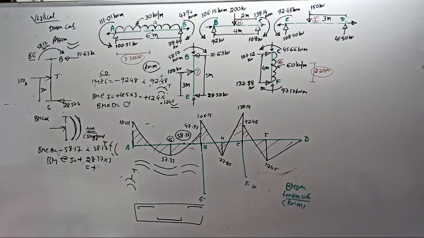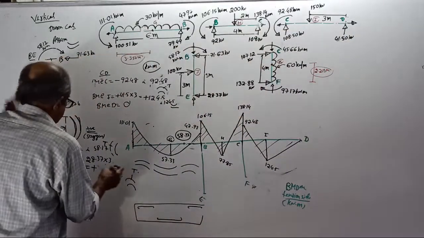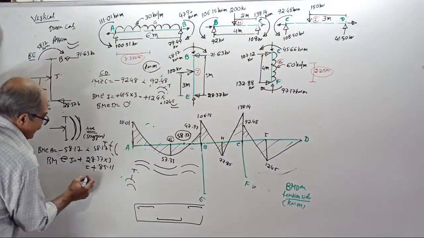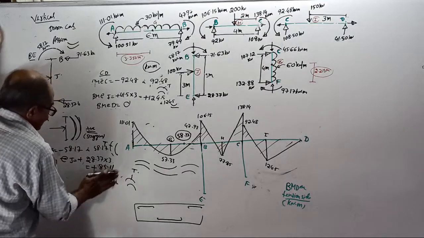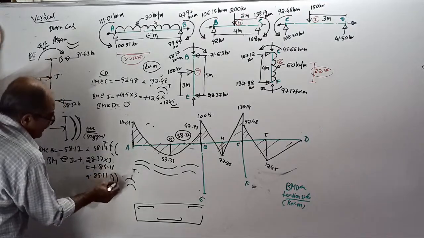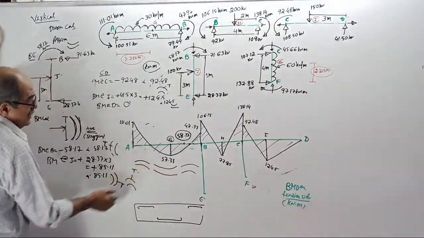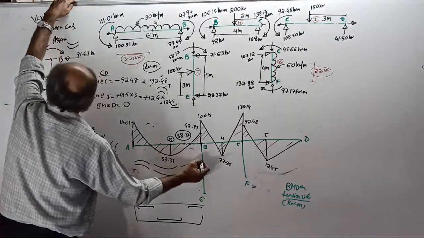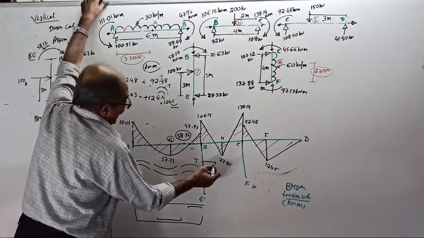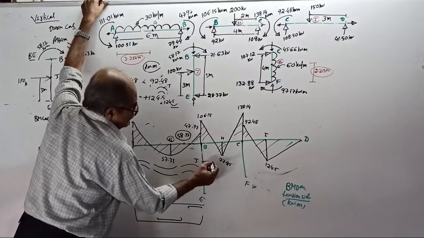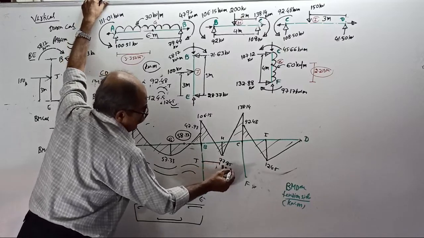Answer fast. We are coming to the closing part. Answer: plus 85.11. That means 85.11 sagging. That much sagging, tension is on the right side. So plot at the point J, right side by how much? 85.11. Right side by, see, a little bigger, 85.11.